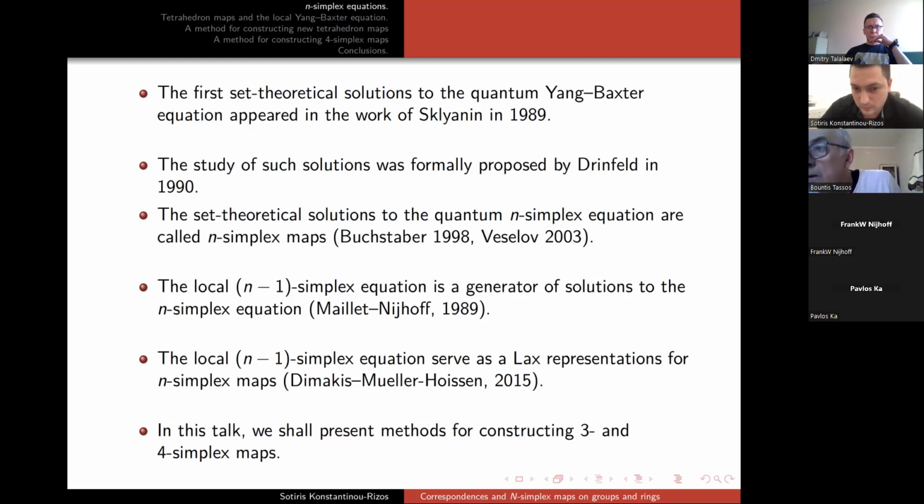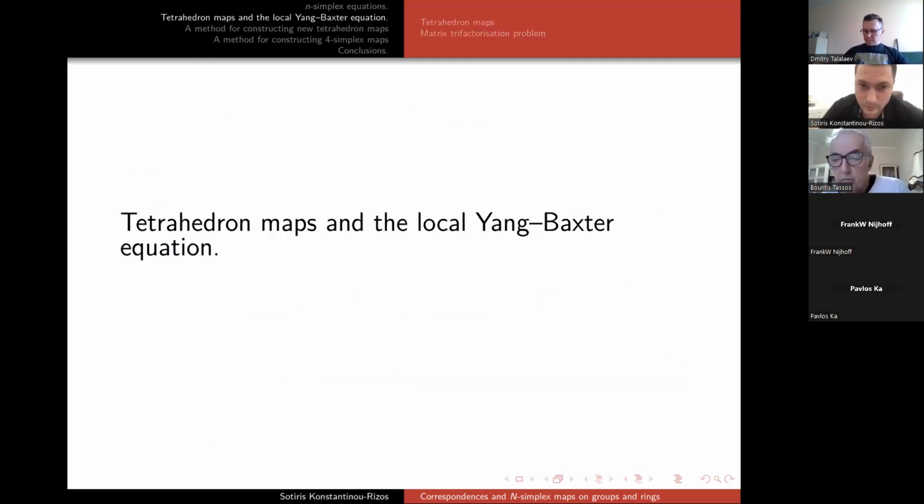So this talk, as I said, is devoted to the development of methods for constructing solutions to 3 and 4 simplex equations, which can be generalized for constructing n-simplex solutions to the n-simplex equation. So what are tetrahedron maps and how are they related to the local Yang-Baxter equation?